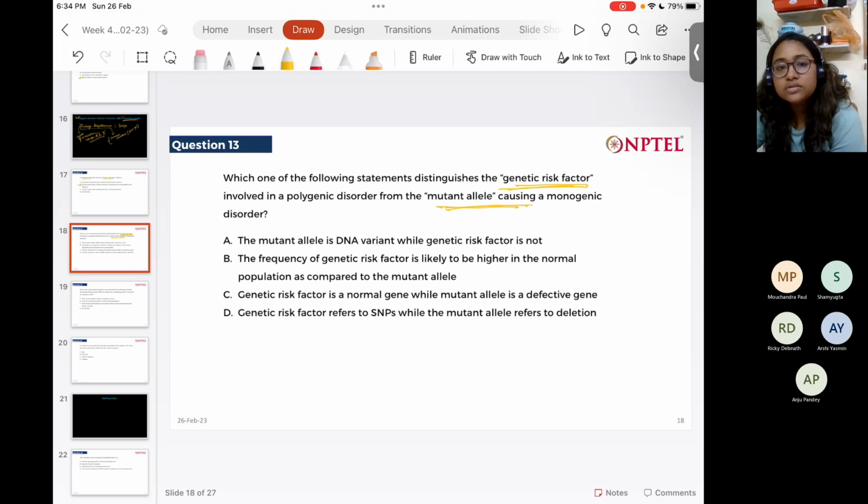Ricky, would you like to try? I think the genetic risk factor involved in a polygenic disorder would be small, and the mutant allele causing a monogenic disorder. A bit tricky, I think, this one.